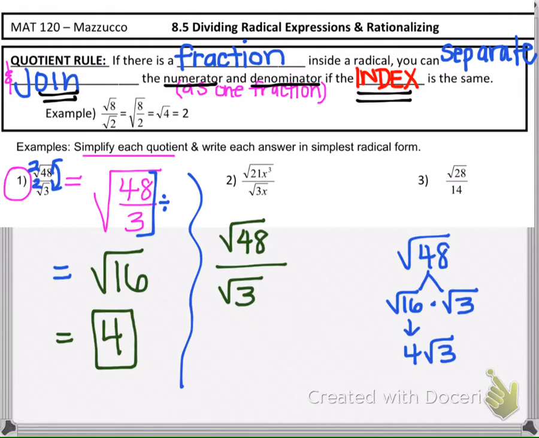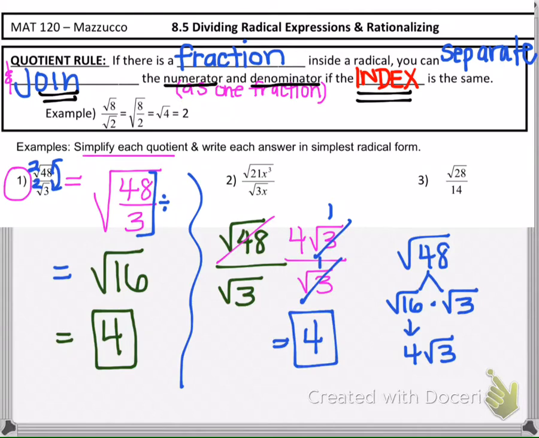And feel free to pause the video if you need to take a little bit longer to simplify your radicals, because remember I taught you 2 different ways to simplify radicals. This is considered method 1 that I just did, but you could also make a factor tree. So instead of radical 48, we can write that as 4 radical 3. And then when you have the same thing over the same thing, that makes 1. So we're just left with 4 times 1, which is just 4.